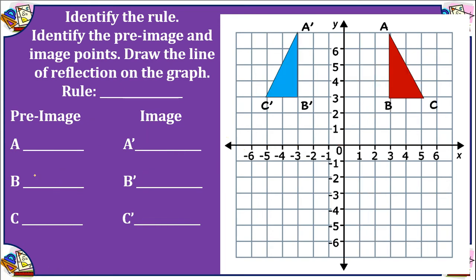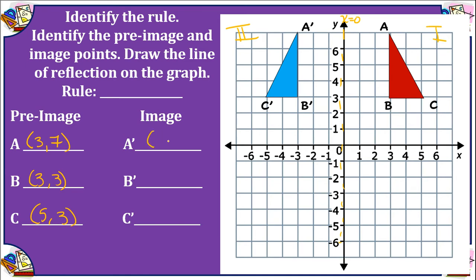Okay, let's take a look at one more example here. Our pre-image is the red one. We know it's the pre-image because there are no primes. So A is 3 comma 7, B is 3 comma 3, C is 5 comma 3. And now it reflected across the y-axis. So this is the y-axis or x equals 0. And we have landed in quadrant 2. So we went from quadrant 1 to quadrant 2.